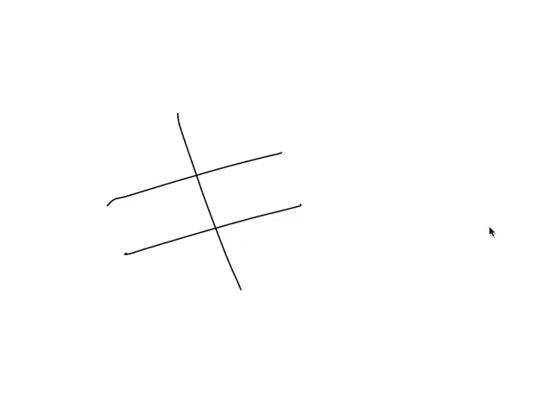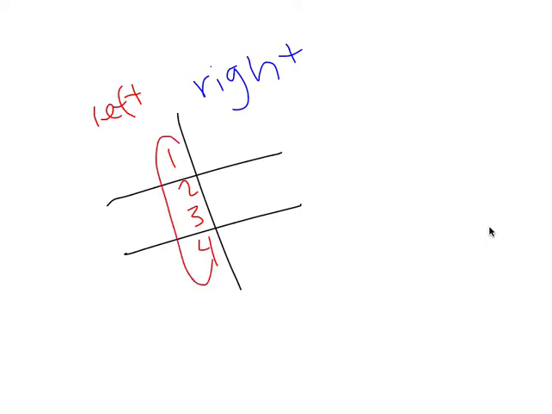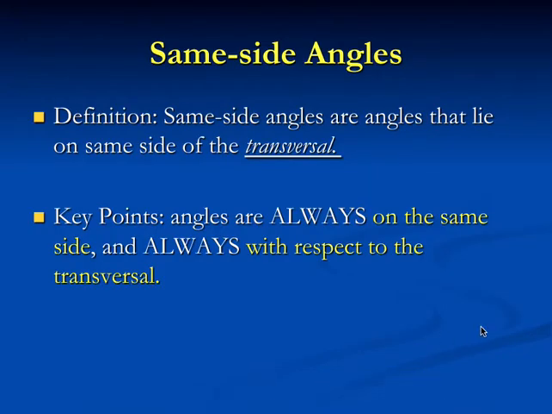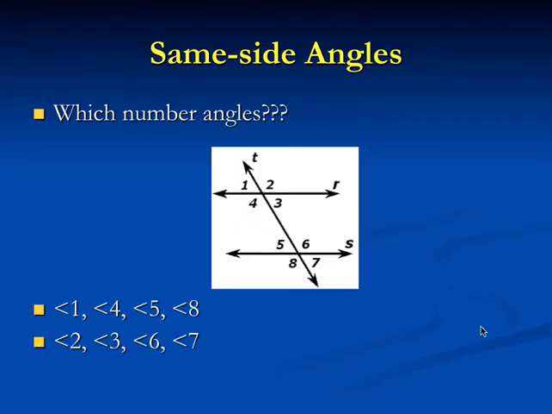Using that same diagram, you remember that you have your left side and your right side, and you can pair up angle 1, angle 2, angle 3, and angle 4 as same-side angles. Again, you can pair up your right side angles 5, 6, 7, and 8 as another set of same-side angles. Here, in another drawing of this, angles 1, 4, 5, and 8 are considered same-side angles, and 2, 3, 6, and 7 are considered same-side angles.